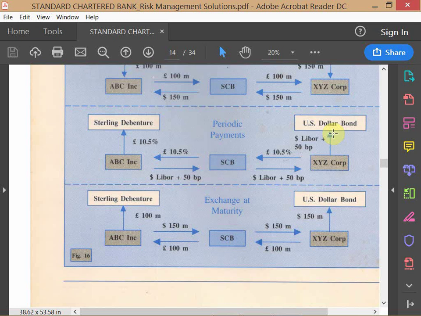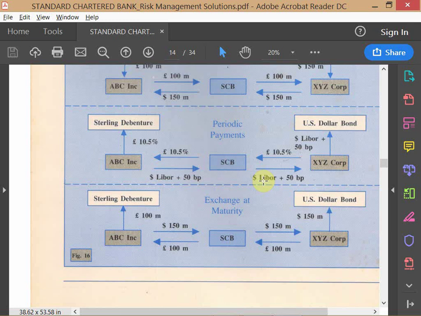So therefore, what they do is they ask for a price from Stanchart for a cross currency IRS, because what they want to do is match the dollar liability. So they ask Stanchart to give a price on an interest rate swap where XYZ will receive floating rate dollars, 3-month US dollar LIBOR plus 50 BP.